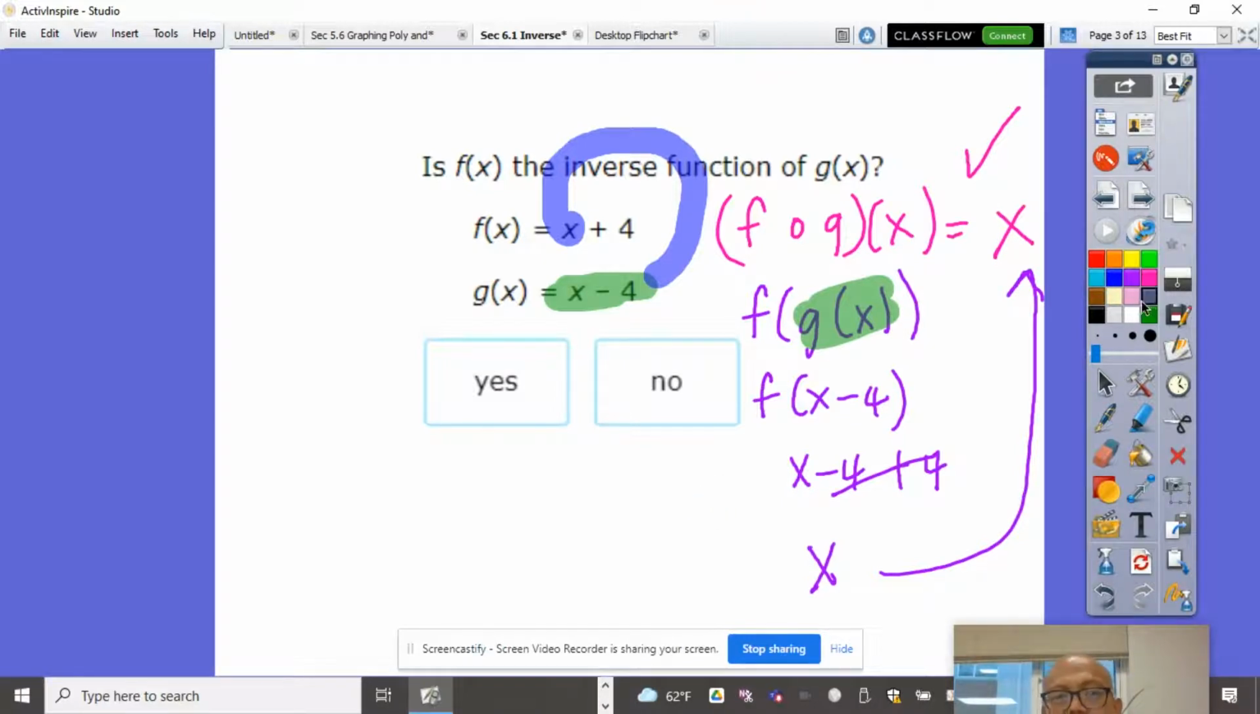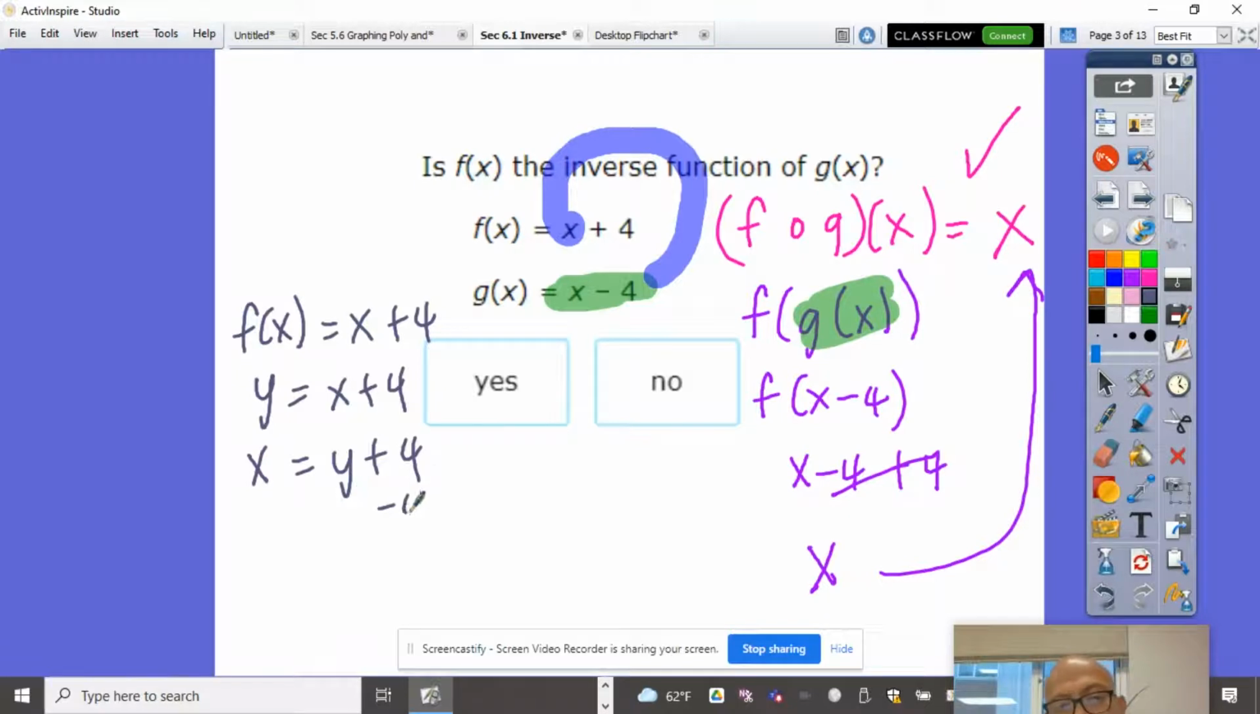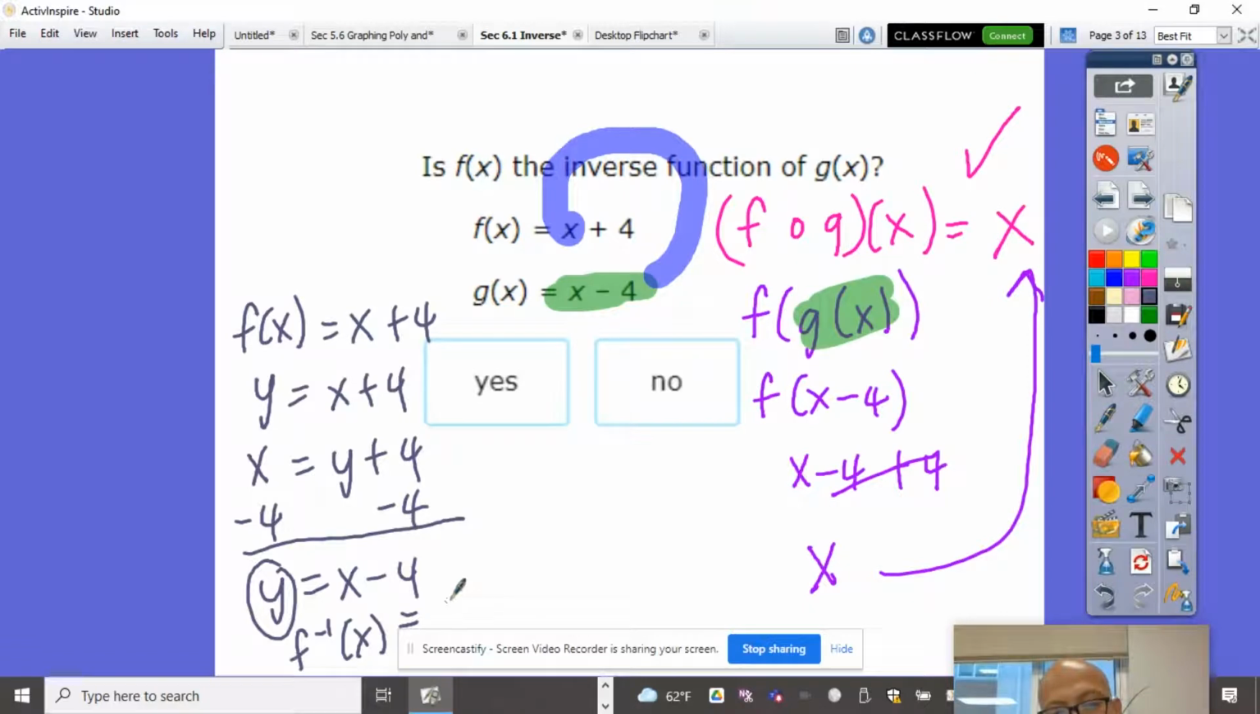And the other way is, let's find the inverse of f of x. We know that f of x is x plus 4. We replace the f of x by y equals x plus 4. Swap the x and the y. So y becomes x, and the x becomes y plus 4. Let's solve for y by subtracting 4. We know y is equal to x minus 4. And we can replace the y by the inverse of f of x. That becomes x minus 4. We can say that this is the same thing as g of x, so therefore they're inverses of each other.